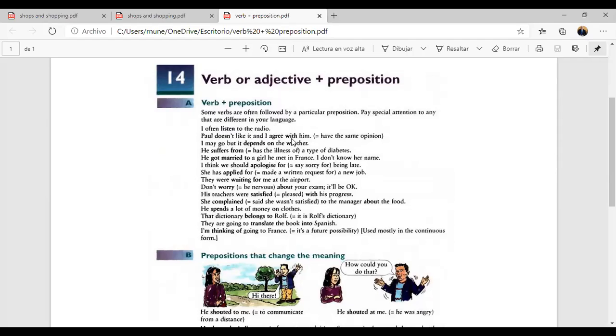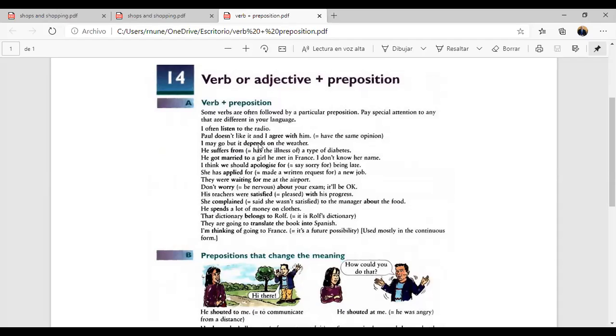You agree with someone, meaning have the same opinion. I agree with you. Estoy de acuerdo contigo. Estoy de acuerdo contigo. I agree with you. I agree with him. I may go, but it depends on the weather. It depends on you. It depends on somebody.